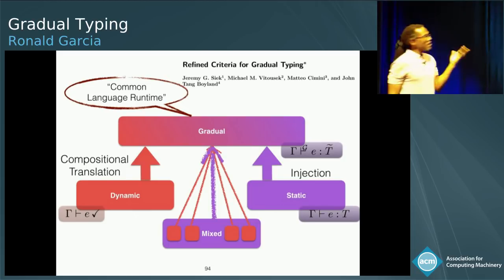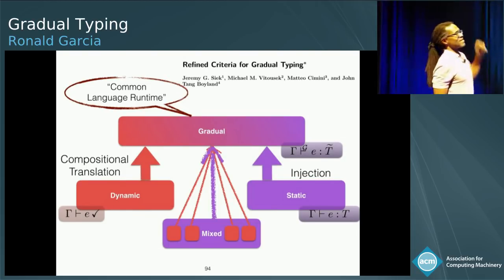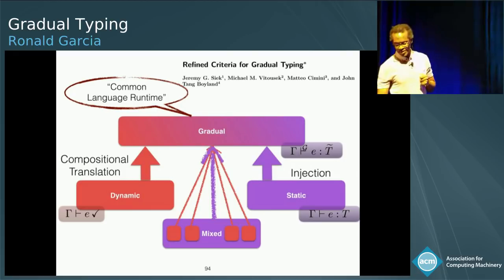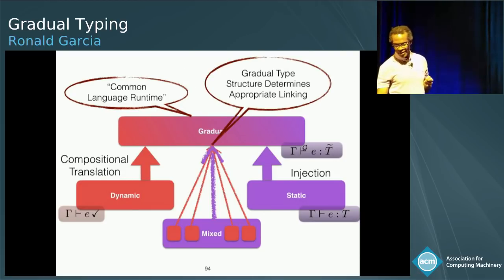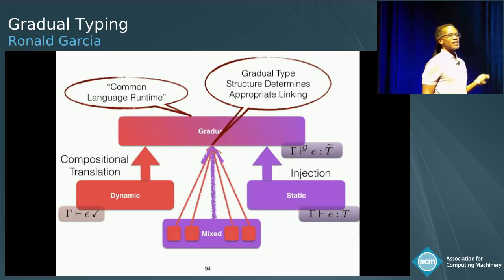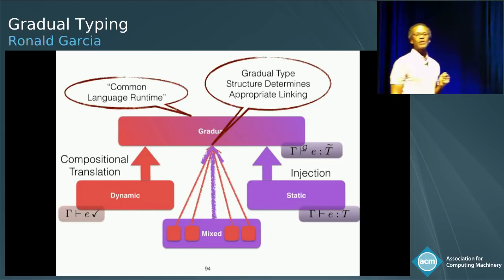So you can think of the gradual language in this context as like the CLR. You have this common language runtime that allows you to link two different languages together in a safe way that protects one from the other using dynamic checking. And it turns out the key to getting this linking to work out safely is that it's the type structure of the gradual language that determines what appropriate linking is. When is it okay? When is it not?